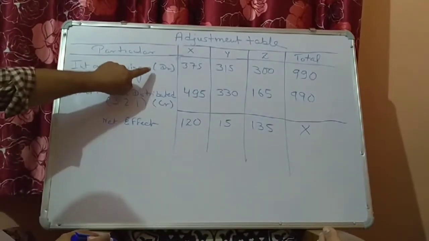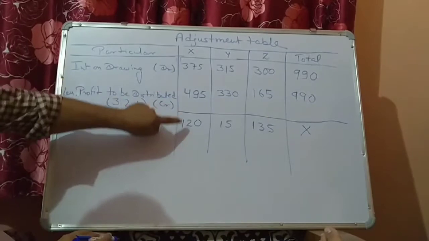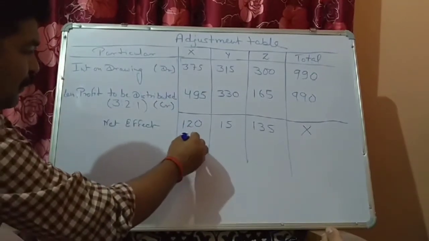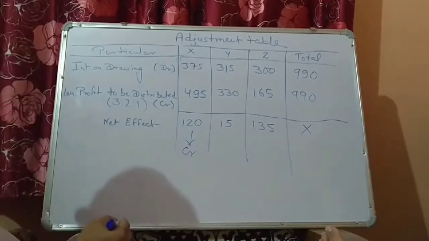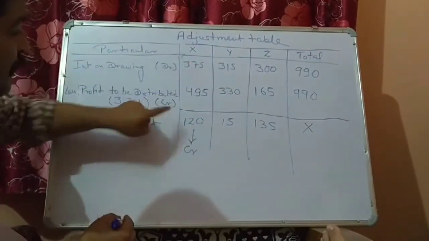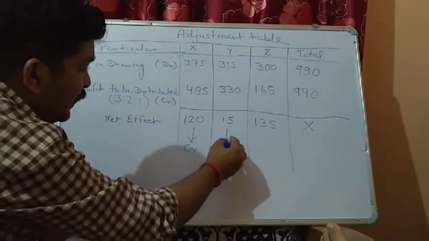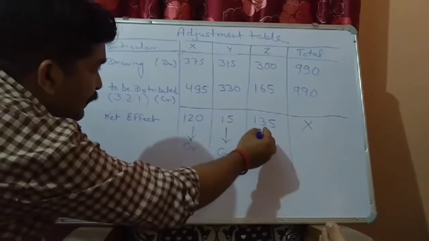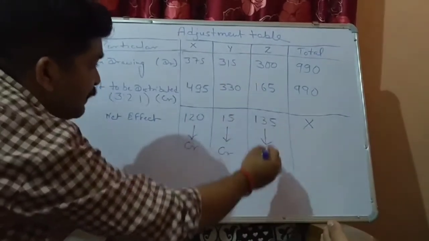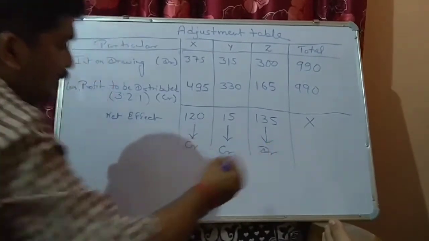The debit and the credit: the credit is bigger, therefore this amount of 120 will be credited in the account. Here once again credit is bigger, it will be credited. Here debit is bigger, so it's debited.